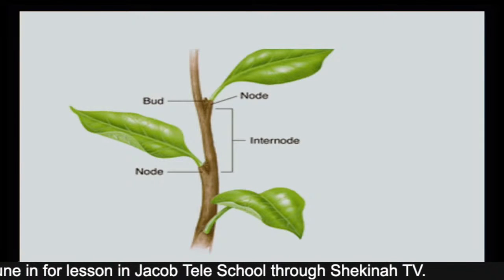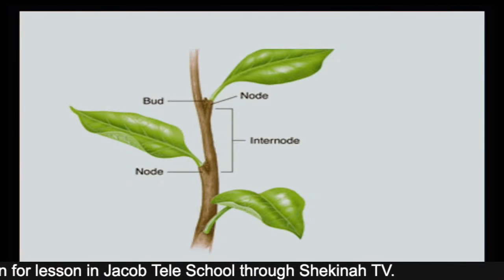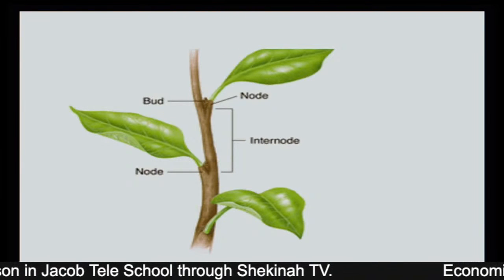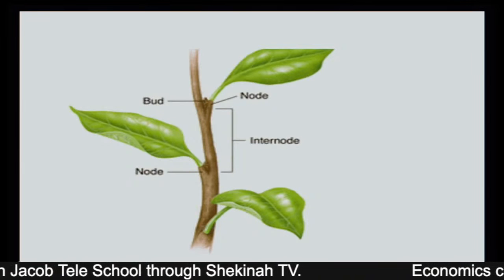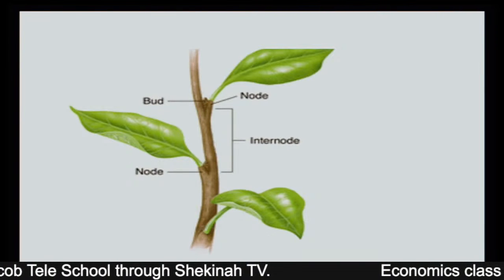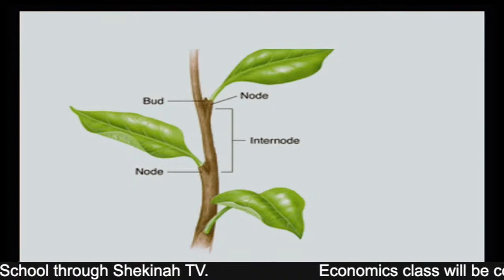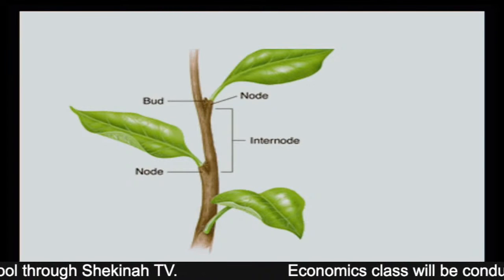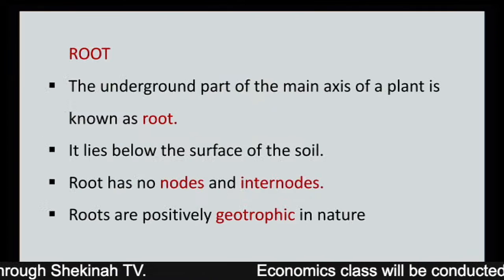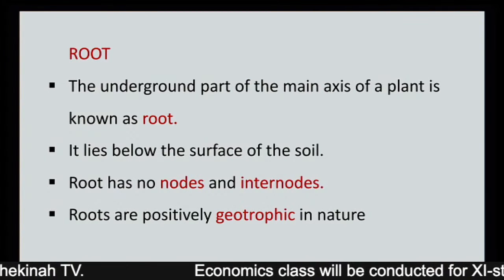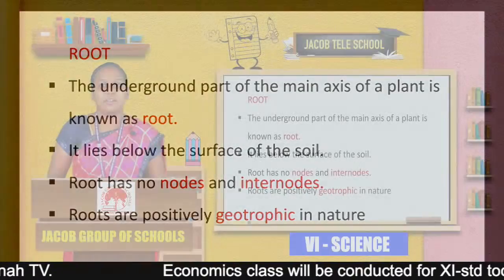That point we call the node. You can see the picture on the screen, the node. And the part between two successive nodes, from one node to the next node, is called the internode. So it is present only in the stem, not in the root. So what do you understand? Root has no nodes and internodes. Roots will not have nodes, will not have internodes.